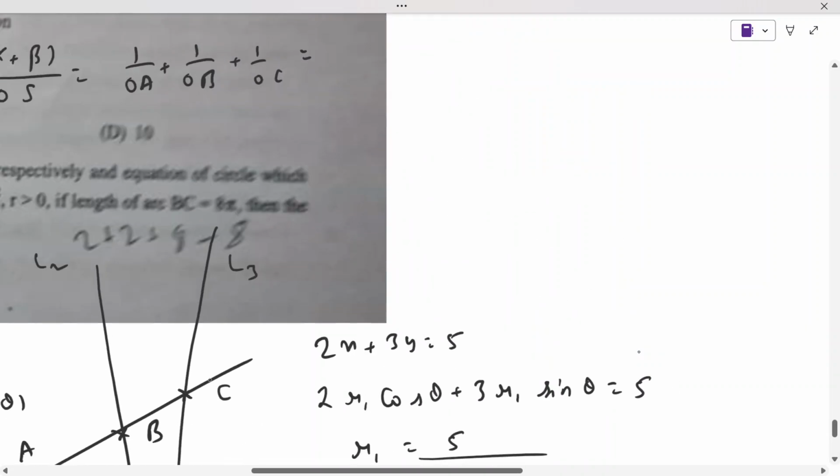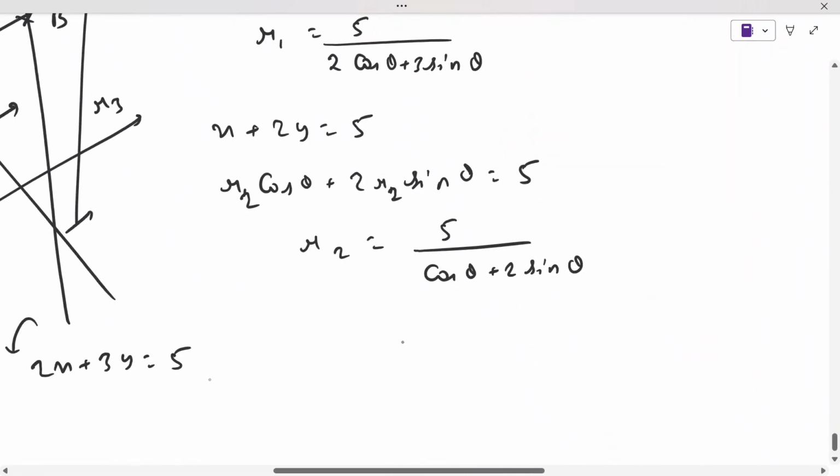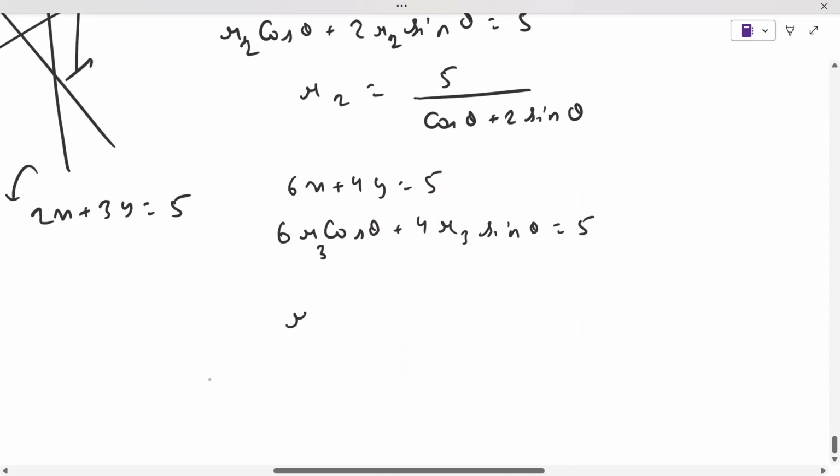Then I will write, R3 is what? R3 is like this, 6x plus 2y equal to 5. Then I will write 6 r3 cos theta plus 4 r3 sin theta. That should be equal to 5. Then I will write R3 is equal to 5 upon 6 cos plus 4 sin.